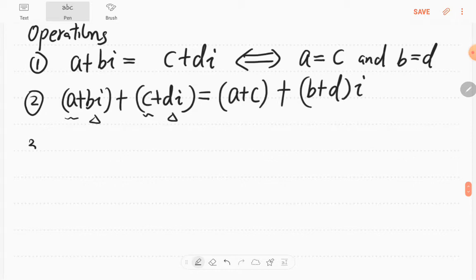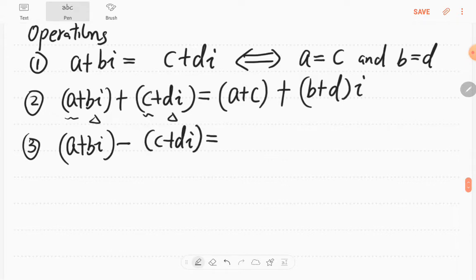So if you have a plus bi minus c plus di, a complex number minus another complex number, the same thing: real part minus real part, imaginary part minus imaginary part. So it becomes a minus c plus b minus d times i.